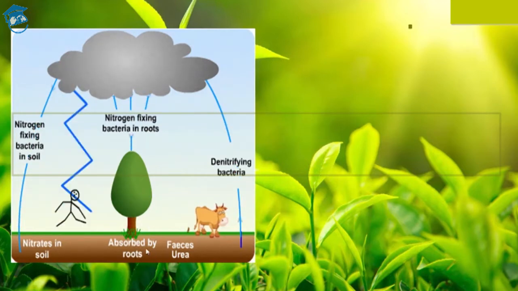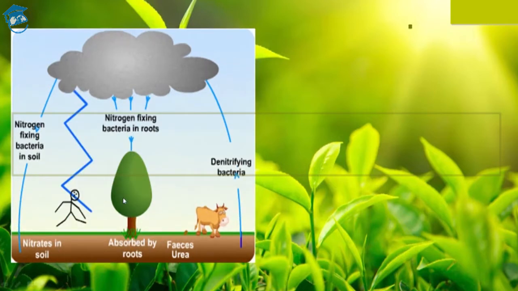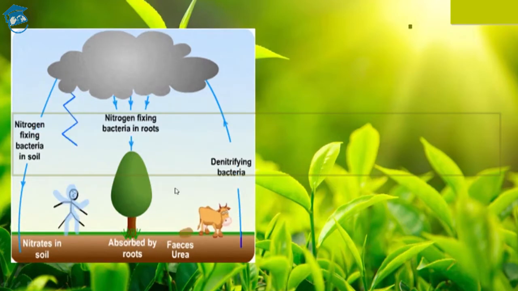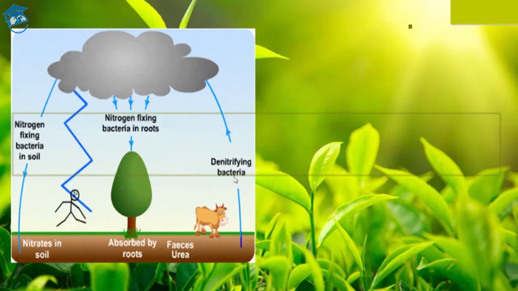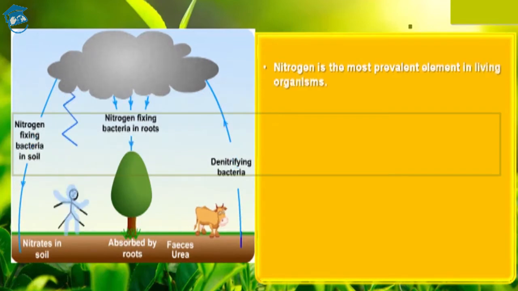So nitrogen fixing bacteria are present in the roots of leguminous plants, so they trap nitrogen and convert it into a usable form. Okay, see this nitrogen fixing bacteria in the soil, nitrogen is converted into nitrate, and thus it is absorbed by the plant. Okay, I'll tell you what denitrifying bacteria are, but here just know how this nitrogen gets converted into the usable form, that is nitrate. Okay, nitrogen is the most prevalent element in living organisms.